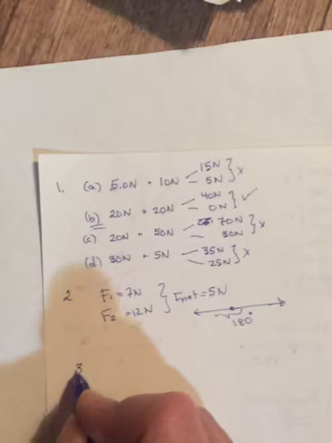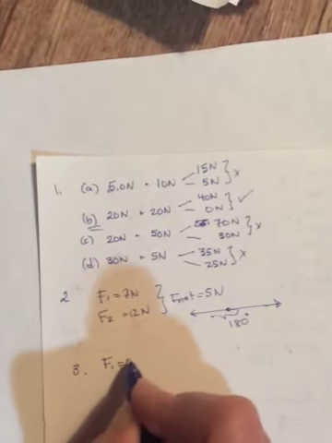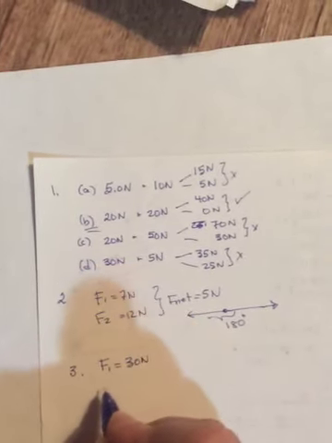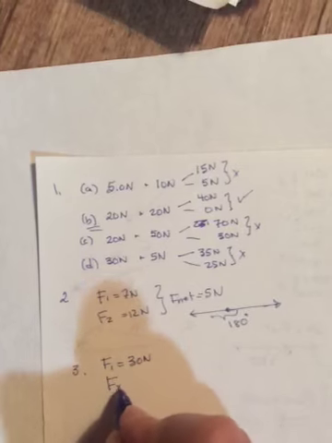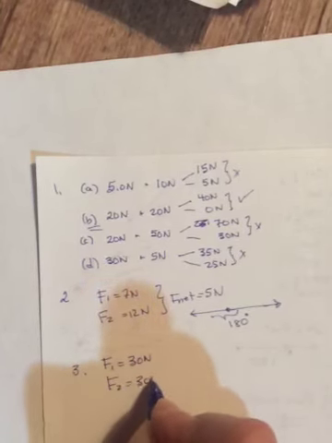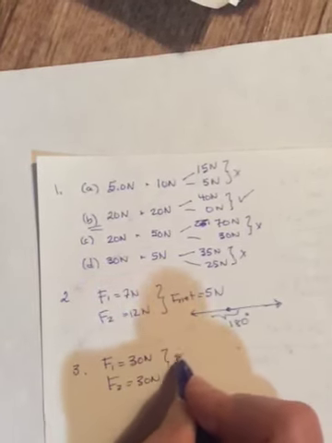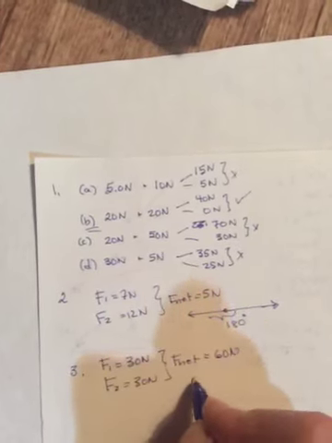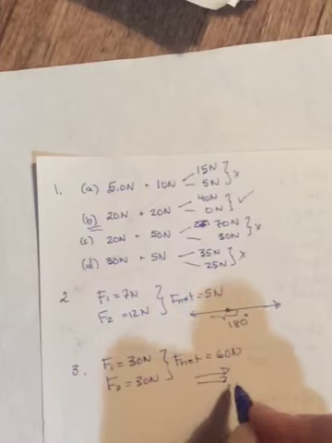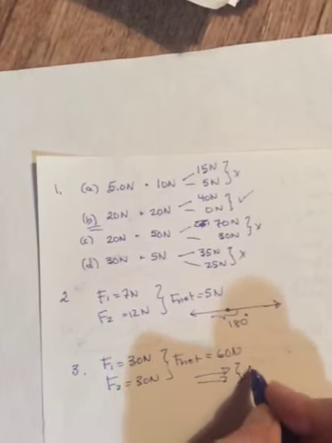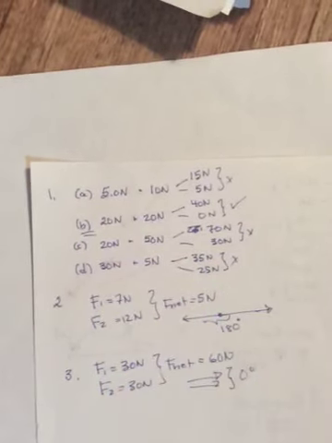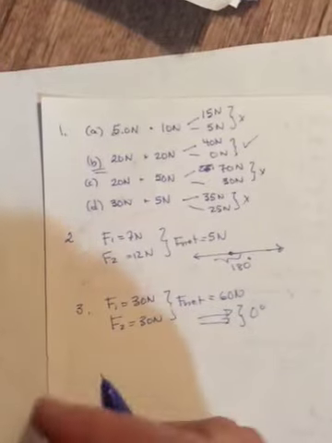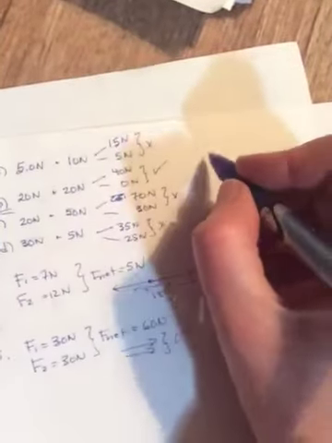Okay, number 3, F1 is 30 newtons, and F2 is 30 newtons. And it's telling us our resultant, our F net, is 60 newtons. And so obviously these two must be going in the same direction. So the angle between them would be 0 degrees. Oh, maybe I'll do it over here.